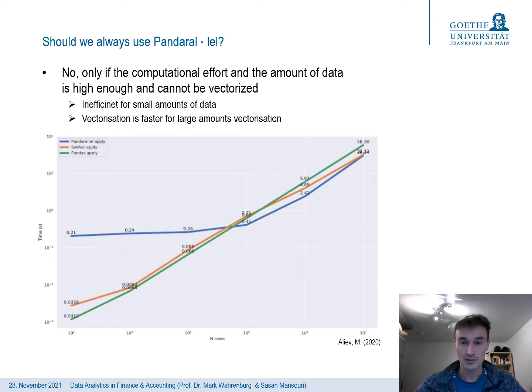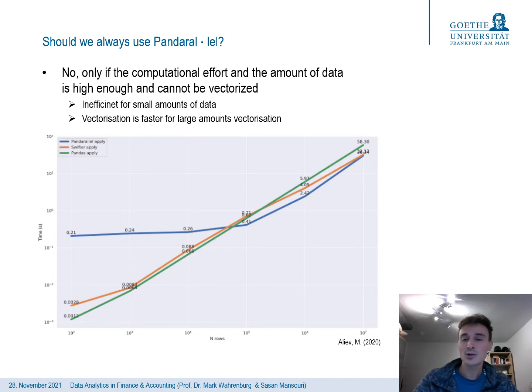Here we got an example picture where they looked up how long it takes to apply the different methods. Here we got Pandarallel apply, I will explain in a few seconds what this exactly is. And then you got the normal pandas apply. And here you got the amount of data, so the amount of rows, 10 to the power of 2, to the power of 3, and so on. And the time. Here you can see that with a small amount of data, the normal pandas apply is way faster, while Pandarallel is slower. But if the data grows, Pandarallel gets faster.